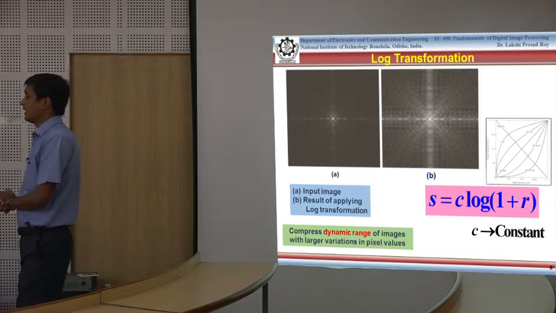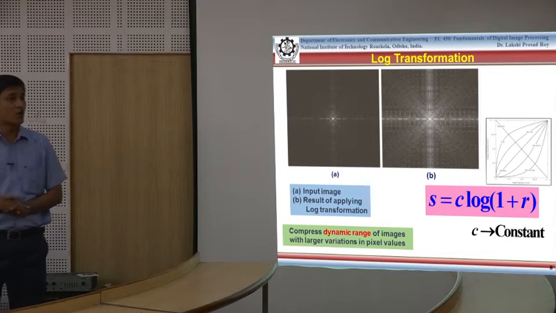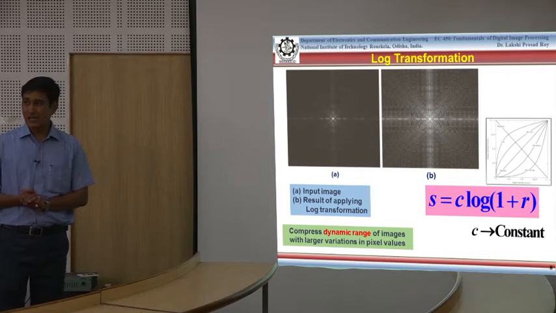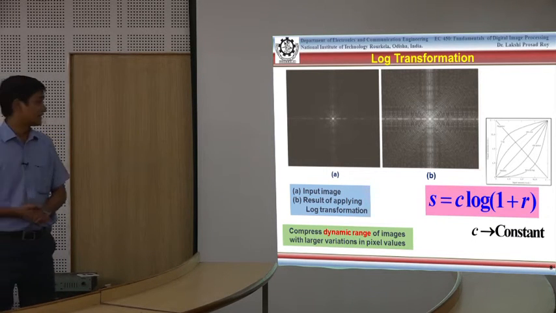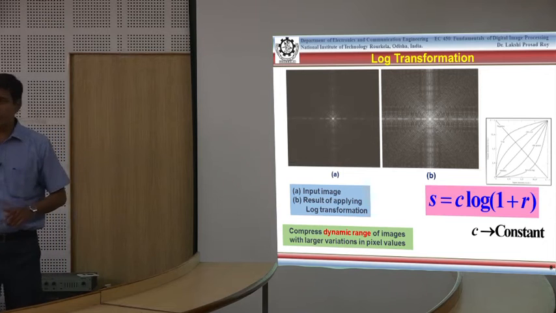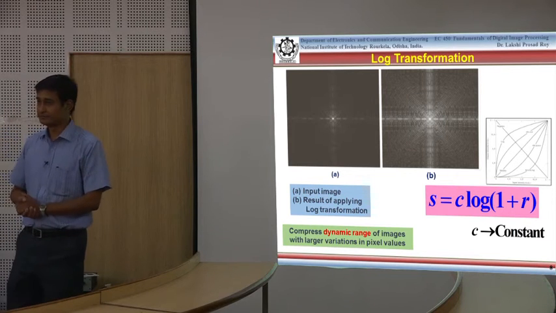In this log transformation, you would see the expression there, capital S equals C log(1 plus r). I will not ask you to take that expression at the very beginning. Please take it as S equals log of r, because I talked about log transformation. S equals log r, then things are done.